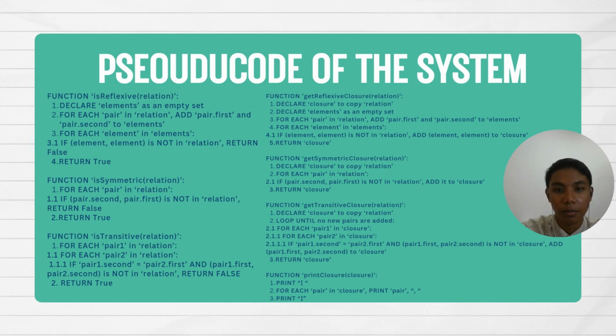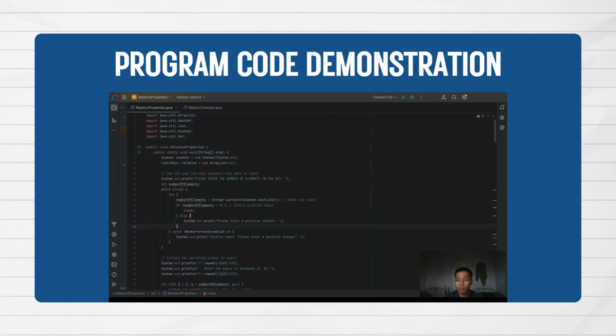And last but not least, the print closure method, which prints the closure set in a readable format. So that's all for the pseudocode of the system.